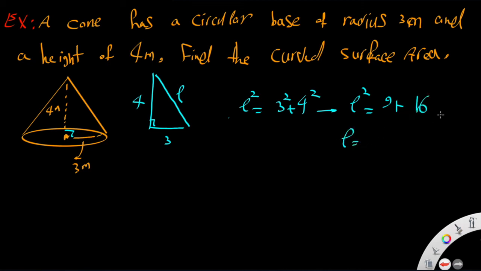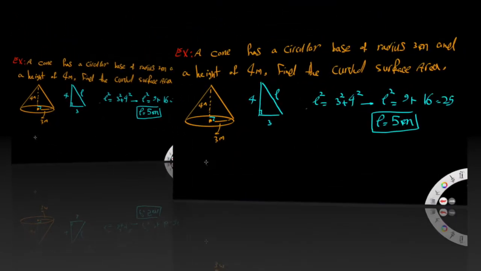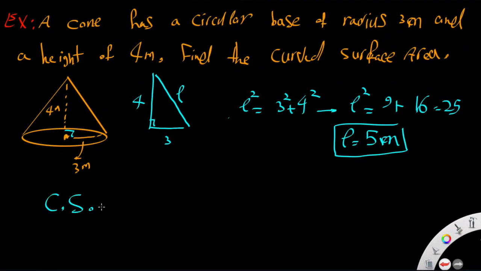So L squared is 25. So L will be root 25, which is 5 meters here. So now curved surface area will be equal to pi RL, which is pi times 3, which is base radius, times L, which is slant height, which is equal to 47.1 meter squared.